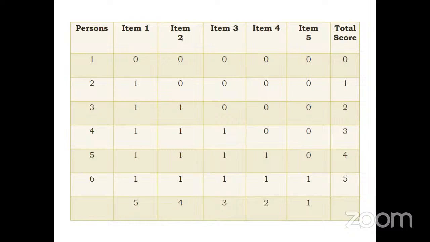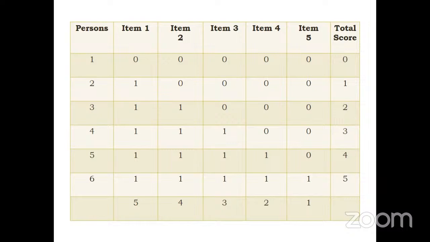Second person got a score of 1. But actually, if you look at it, which particular item was answered correctly by the second person? Item number 1. Okay. Third person got a score of 2. And how is it answered? First item got correct, and then second item got correct, right?